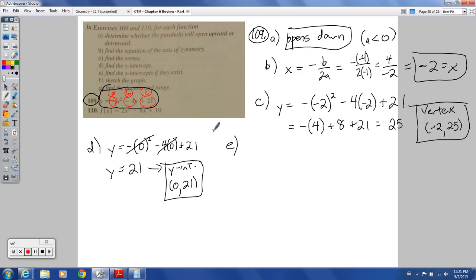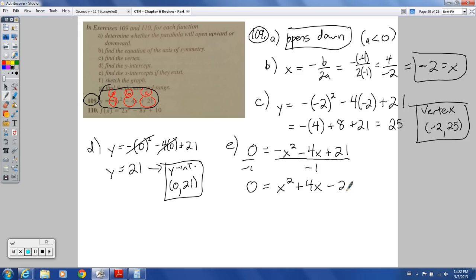For the x-intercepts, I'm sorry, we have to say that y equals 0. So this is where we have to use the quadratic formula or factoring, whichever way works easier. If factoring doesn't work, then we have to use the quadratic formula. So we have -x squared minus 4x plus 21. A little trick you can do, though, is divide everything by -1. 0 divided by -1 will still be 0, and that'll just make these things easier to deal with.